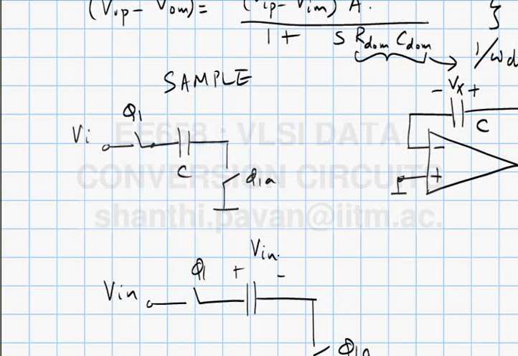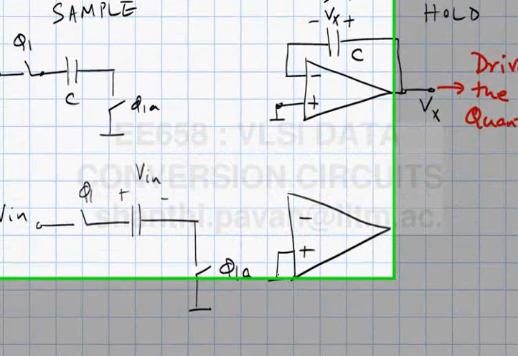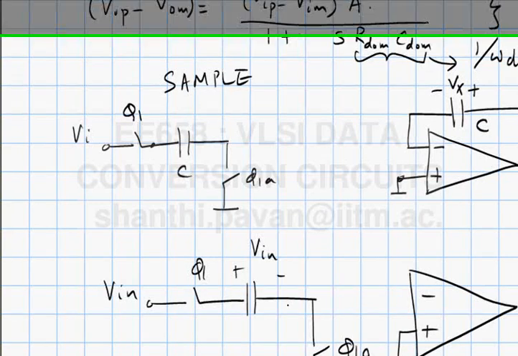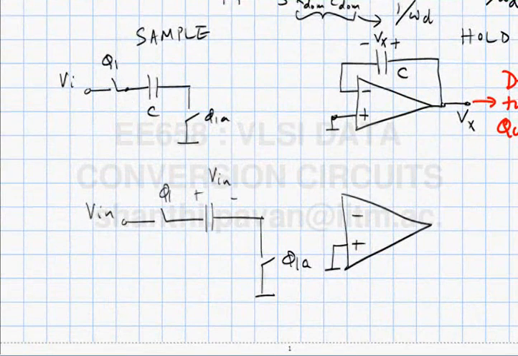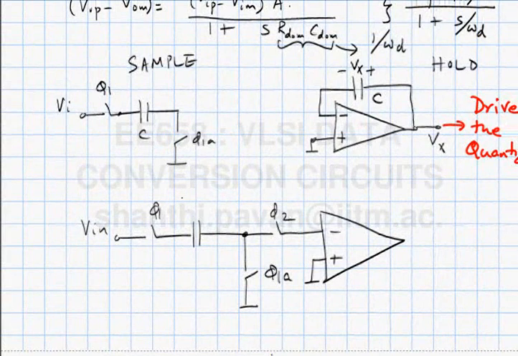So once the input is sampled, what should I do now? I have this op amp here. Which side should I connect to the negative input? Left plate or right plate? I want an output also of Vin eventually. So what should I do? The right plate should be connected to this guy. So what should happen to the left plate of the capacitor? So in phi 2 it must be connected like this. And what should I do with the left plate?